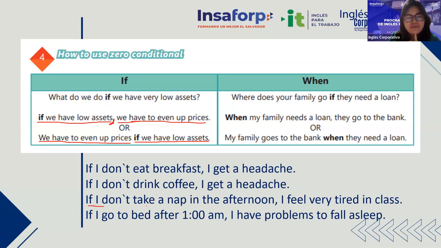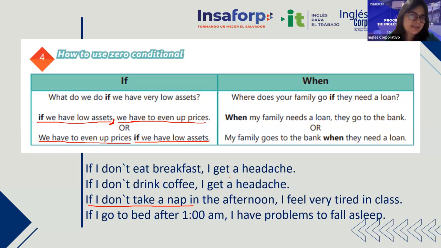See, this is my if clause. And the result, it's something that you get if you don't do the other thing. If I go to bed after 1 a.m., I have problems to fall asleep, right? Or I have problems to fall asleep if I go to bed after 1 a.m. I feel tired in class if I don't take a nap in the afternoon. I get a headache if I don't drink coffee in the morning. I get a headache if I don't eat breakfast before 8. ¿Sí? Esto es lo que llamamos zero conditional.